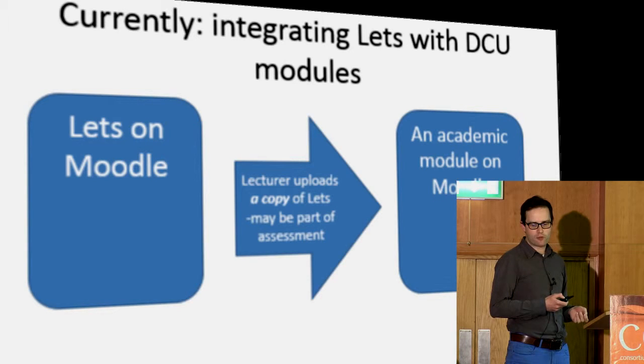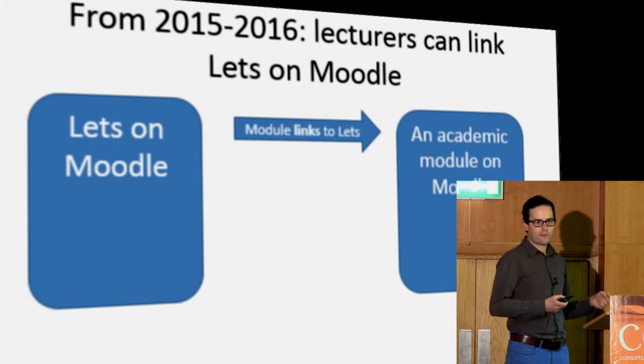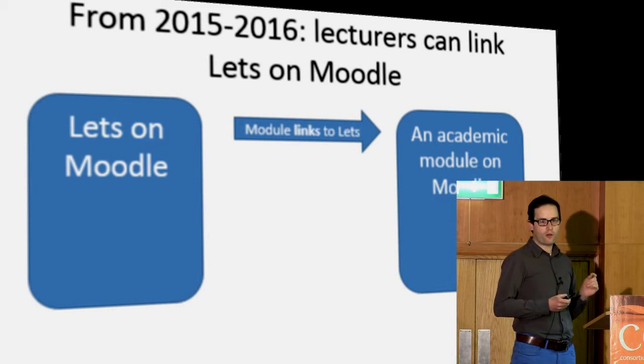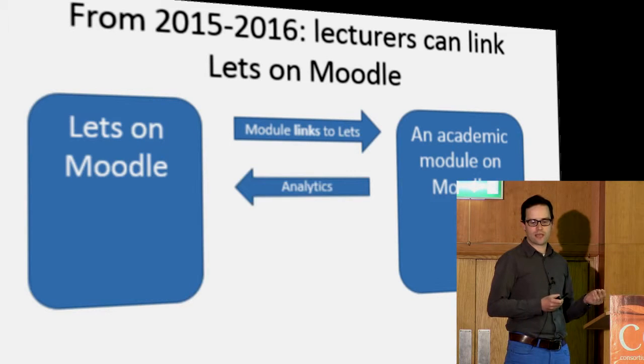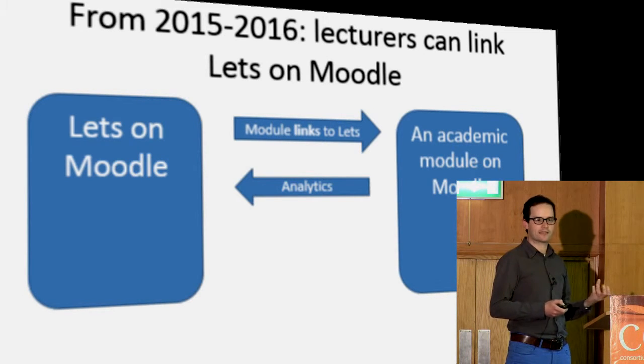But what's going to happen from 2015 is that we're going to have links within Moodle so that all the lecturer has to do in their own module is just add the link themselves, and then they'll be able to see how the students performed in tests there, what kind of marks they're getting, but also those marks will migrate back to the main Let's, so we'll be able to see what everyone in DCU is doing with the tutorials.